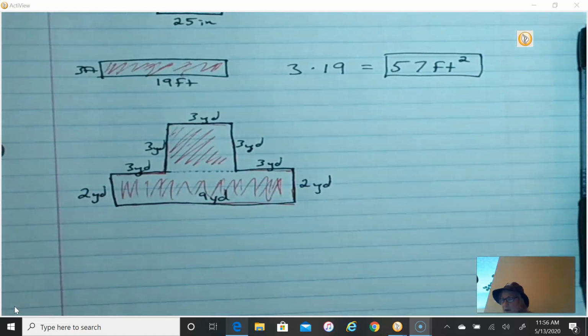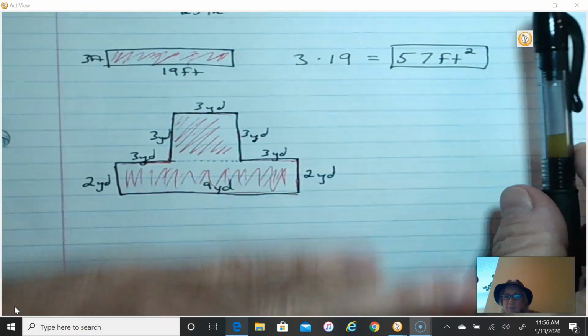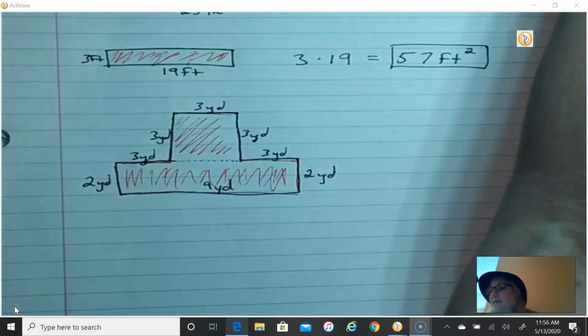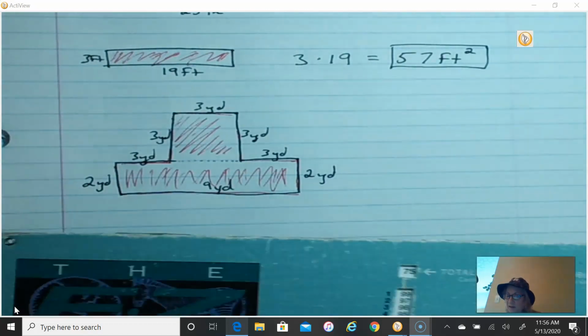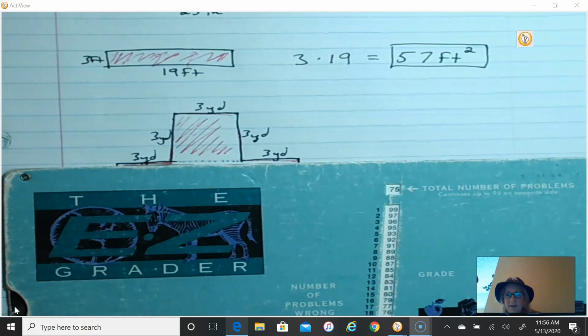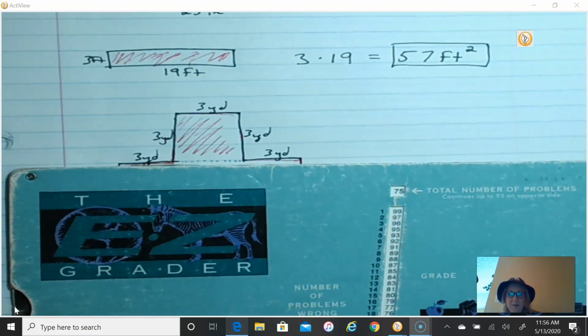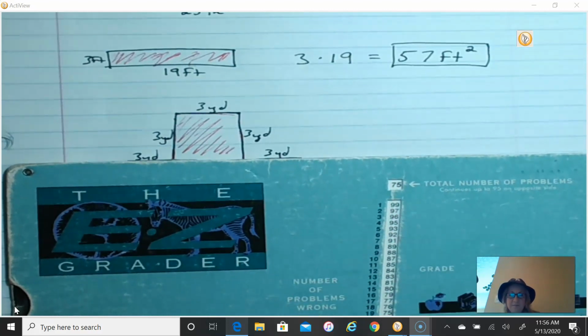Okay? All right. So, let's look at, ooh, my hands look old. I noticed that my hands look like a 100-year-old woman. Okay, easy grader.